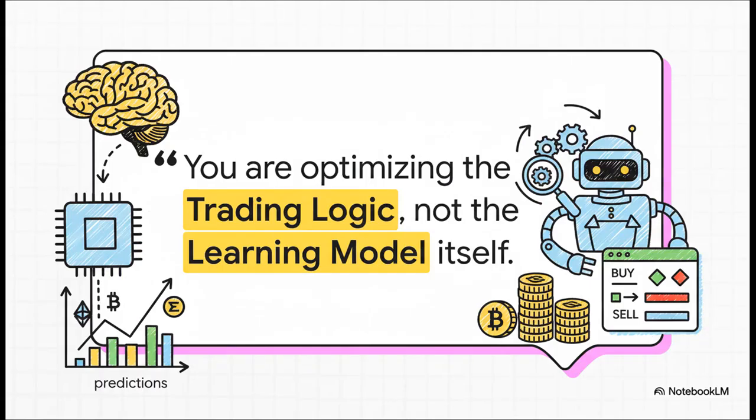This right here nails it. And this is the key takeaway. So I'm going to say it again. You are optimizing the trading logic that uses the model's predictions, not the learning model itself. You let the AI learn just once, and then you spend all your time perfecting how the bot acts on that intelligence. It is a completely different way of thinking.